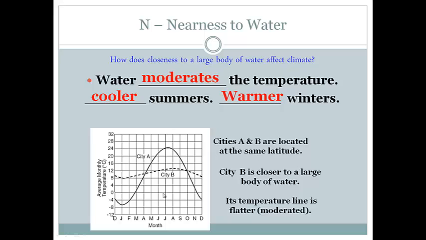If you look at the following graph, you'll see that we have temperature and months being represented. We have two different cities. City B is indicated by the dotted line and city A is by the solid line. You notice that city A has a huge fluctuation in its temperatures, whereas city B does not. It has a moderating effect. Therefore, we can say that city B is located near a body of water.